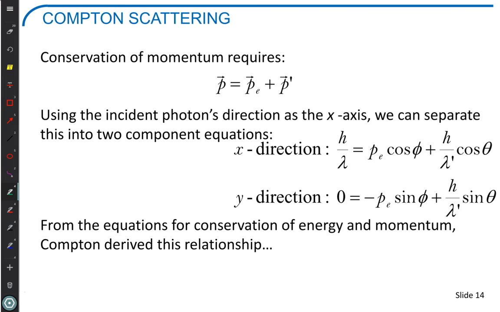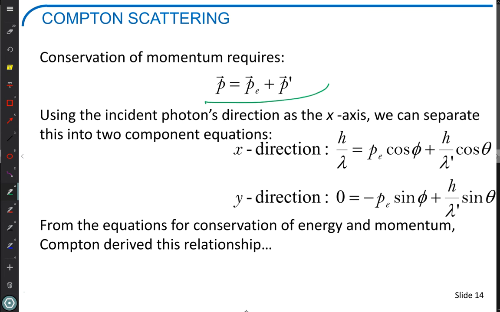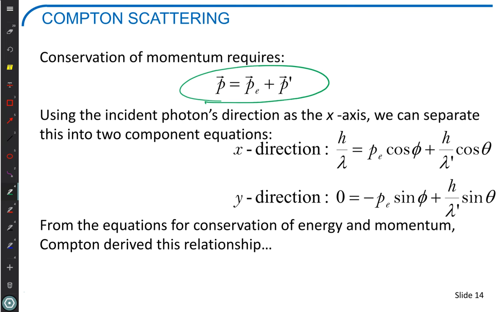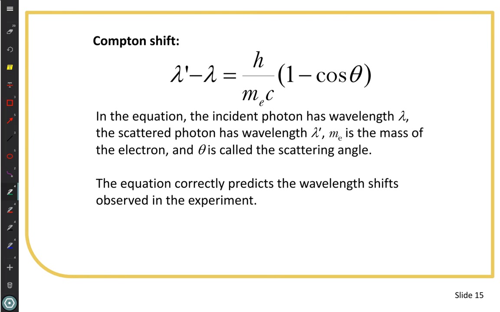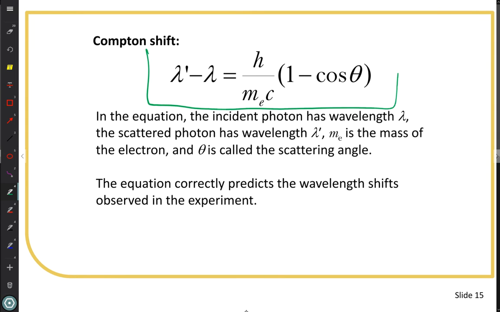How did he do it? Well, there's conservation of momentum. Your initial momentum is equal to your final momentum. You start with just the photon. You'll end up with the electron moving and your photon. And for conservation of momentum, you have the x coordinate and the y coordinate. You have to have conservation in all directions. Going through the steps, dot, dot, dot. This is the result that Compton discovered.